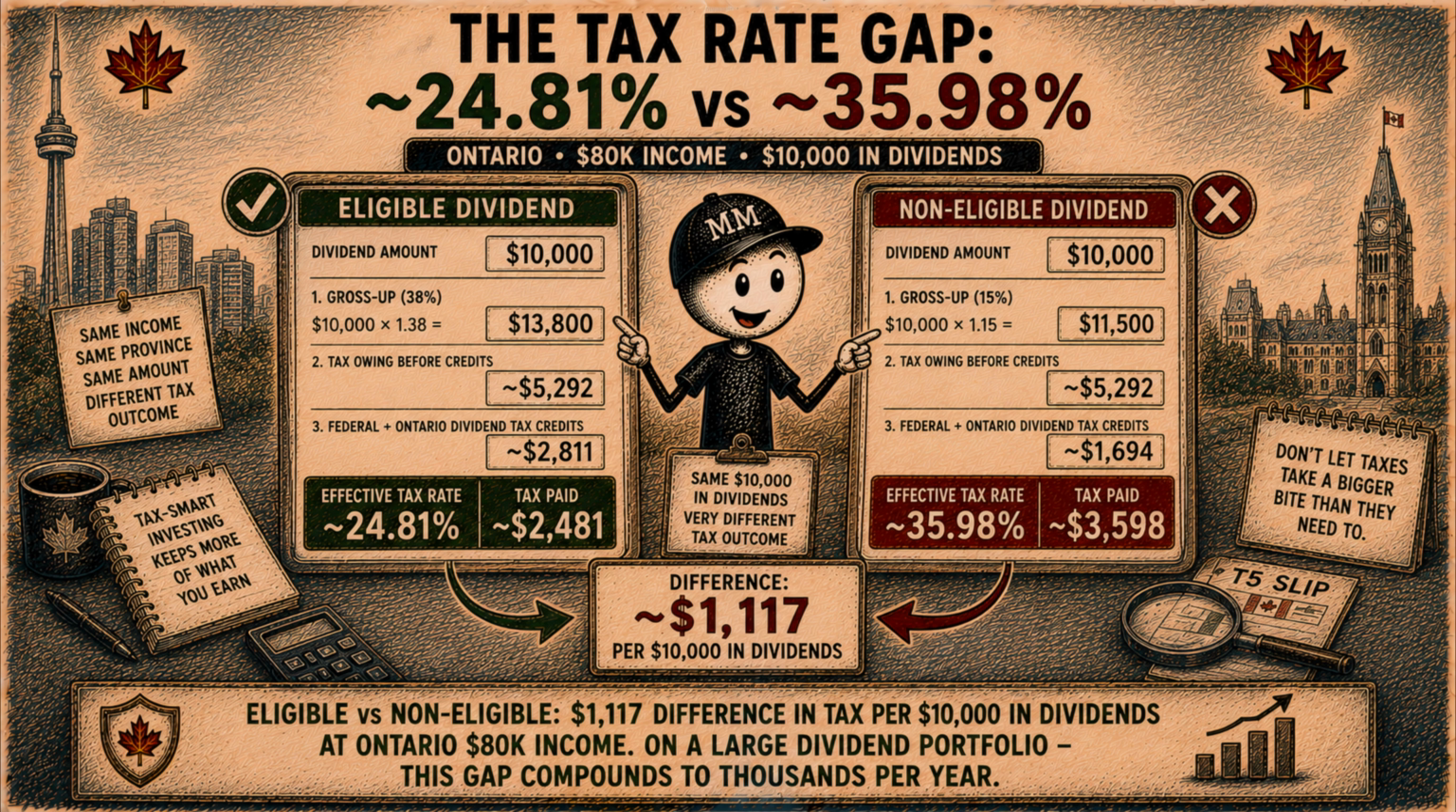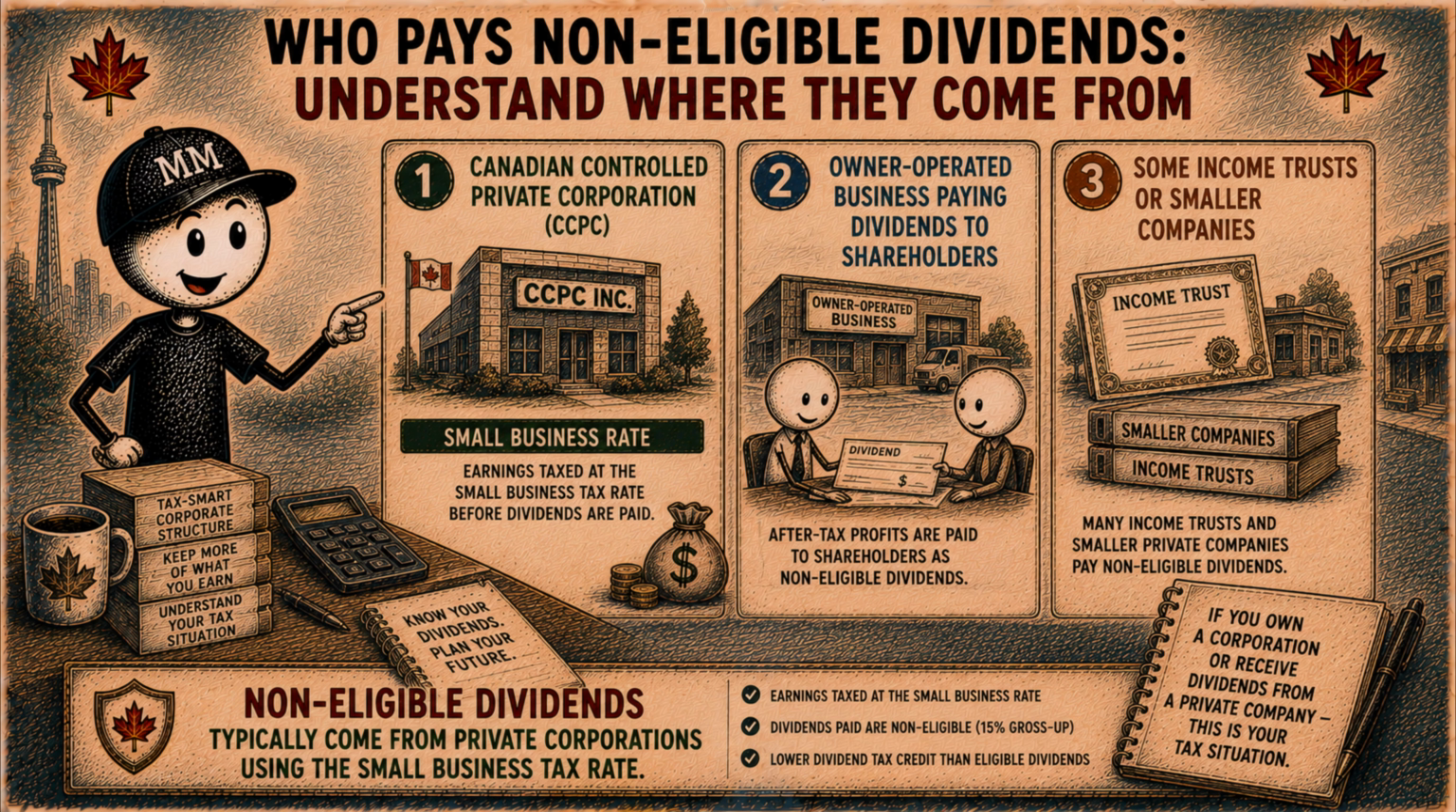The tax difference. Ontario, $80,000 income, $10,000 in dividends. The difference in tax paid is approximately $1,117. This distinction matters most for Canadians who own shares in private companies or receive dividends from their own incorporated business, investors in certain income trusts, or smaller public companies that may pay non-eligible dividends.